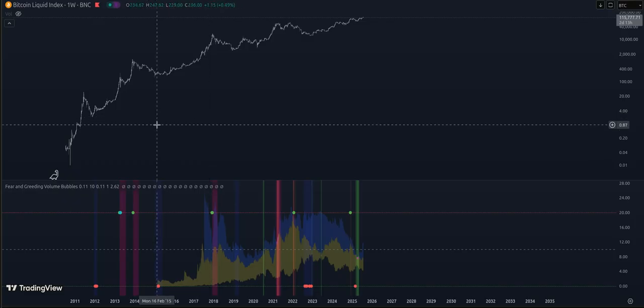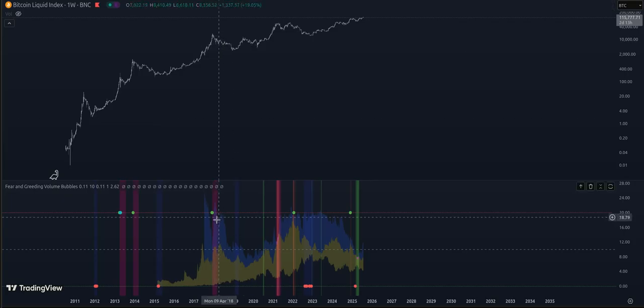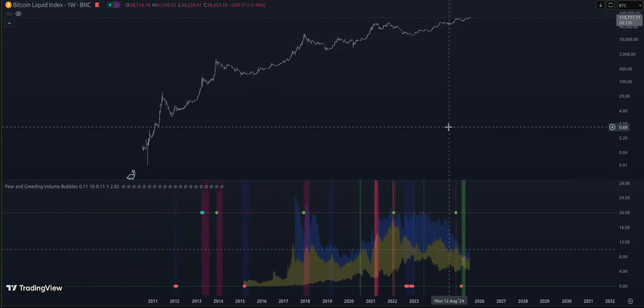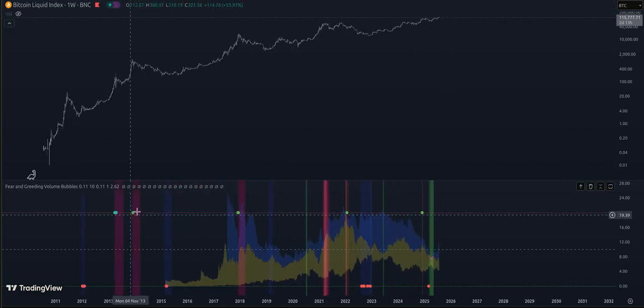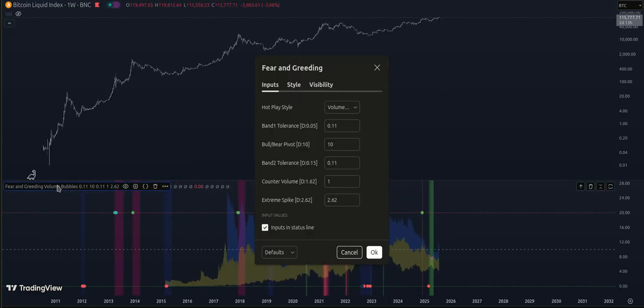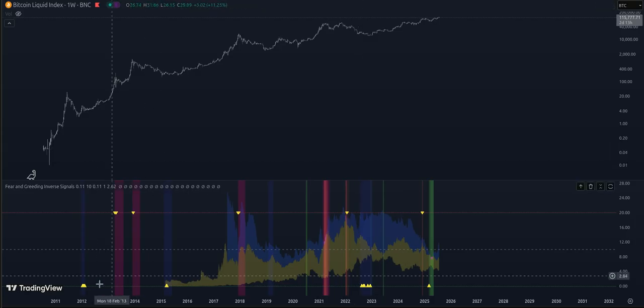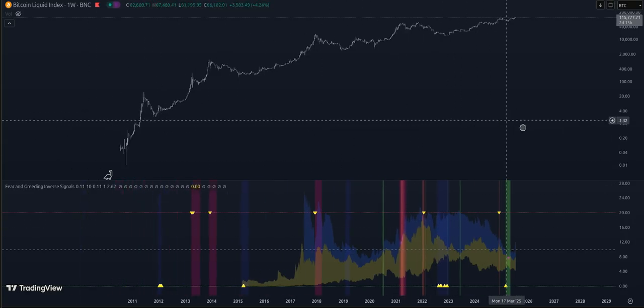Again, accumulation range, big seller, tear off. Distribution range, big buyer, correction. So we have the ranges, and all we're doing is looking for the signals. And if you're wondering if playing counter volume is too hard, just switch into inverse signals. There you go, bang, up triangle, down triangle. So that's basically fear and greed.